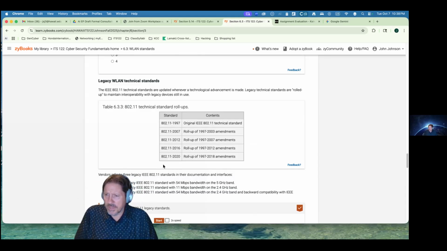And that's because B actually was released before A. A came after B. So B actually was released first. It had a lesser bandwidth of just 11 megabits per second.